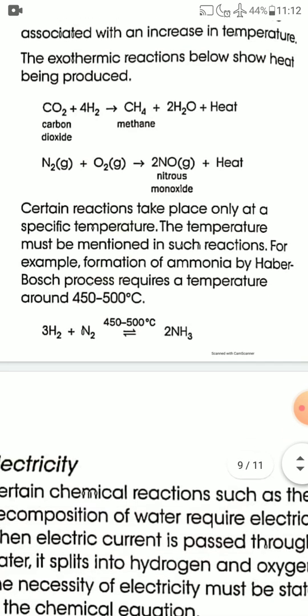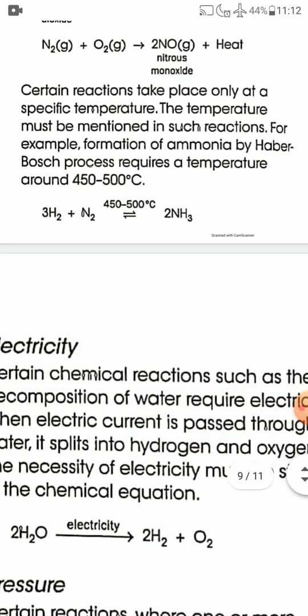And certain chemical reactions take place only at a specific temperature, and the temperature must be mentioned in such reactions.